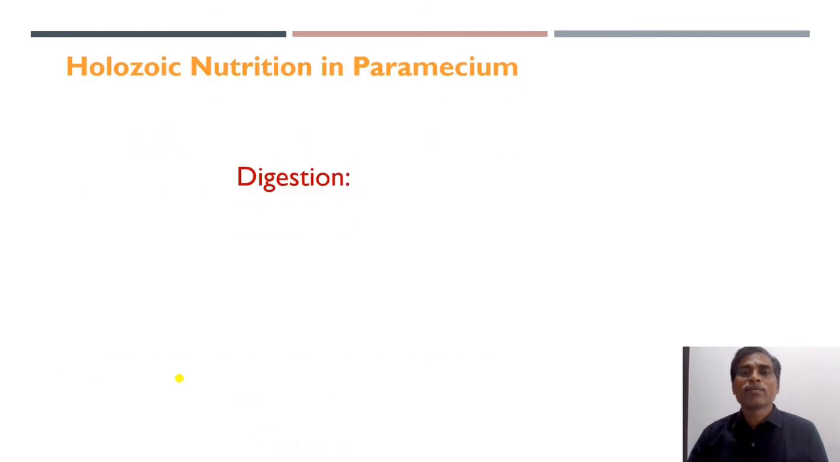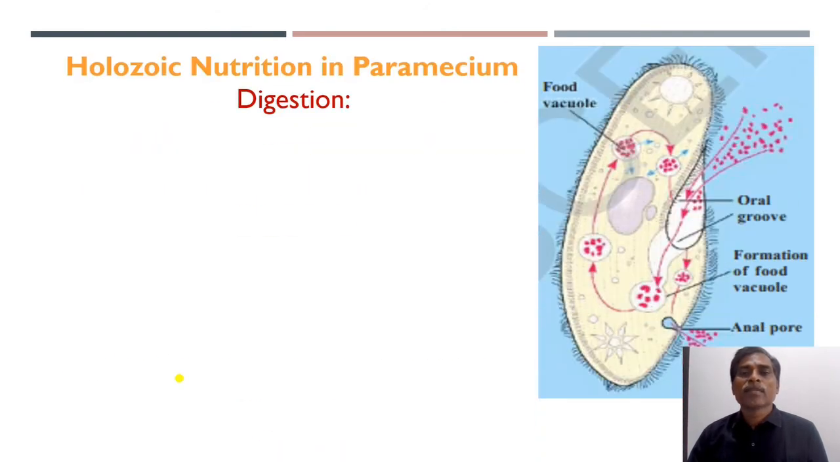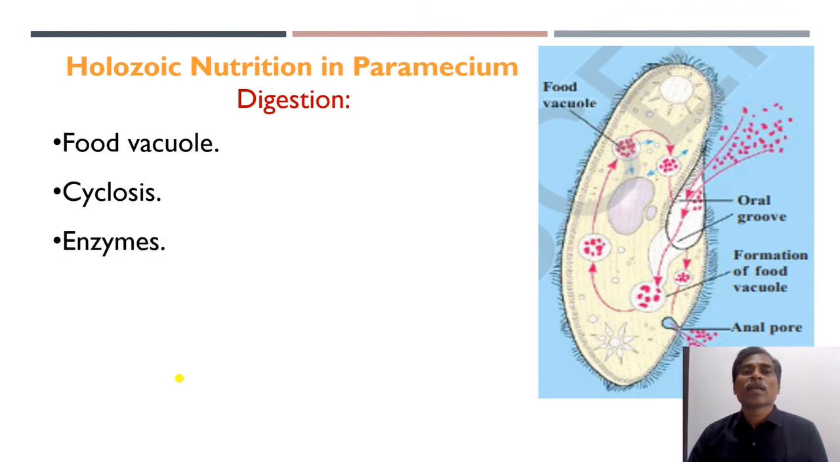How does digestion take place in the paramecium? The food enters the cytoplasm through the oral groove. When it enters the cytoplasm, a food vacuole is formed around the food substances. Now, these food vacuoles move along with the cytoplasm, which is known as cyclosis. At the time of cyclosis, the food is digested with the help of enzymes. So, this is known as intracellular digestion. Why? Because the food is digested inside the cell.